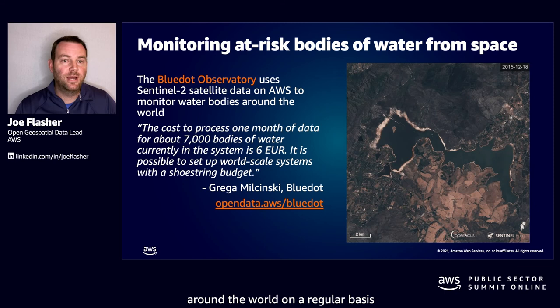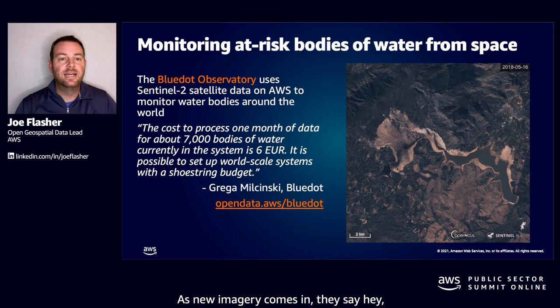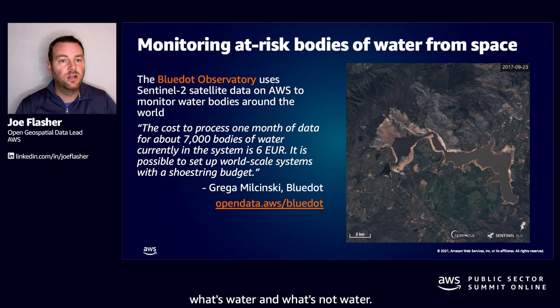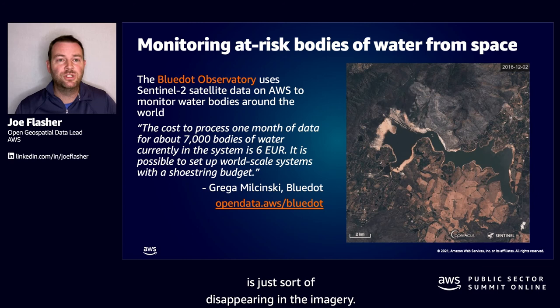So they're using Sentinel-2 data to do this. This is the Copernicus Sentinel data, optical imagery at around 10 meters. As new imagery comes in, they can programmatically say, hey, does this data match one of the water bodies we're looking at? If it does, then they'll run a process to figure out what's water and what's not water. You can see from the image there, this is actually from around Cape Town when they had their drought issues previously. And you can see, unfortunately, the water is just sort of disappearing in the imagery, right?